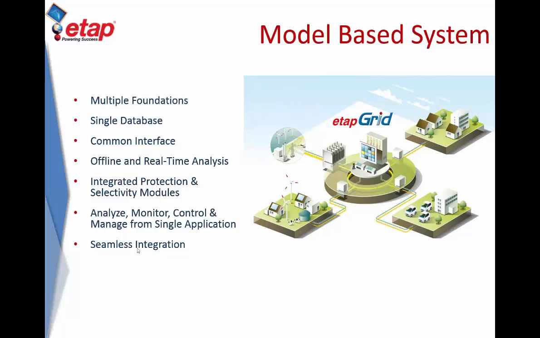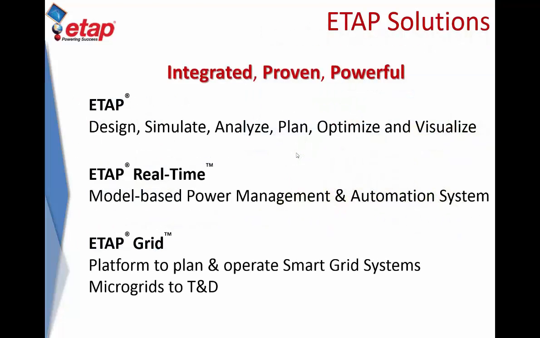with multiple technologies in the system. ETAP basically is broken down into ETAP, ETAP Real-Time, and ETAP Grid. ETAP is the application that you're traditionally used to doing design and analysis. The same platform is utilized by ETAP Real-Time, which is essentially a model-based power management and automation system. And finally, ETAP Grid, which is a combination of ETAP and real-time technologies dedicated to transmission, distribution, and microgrids.